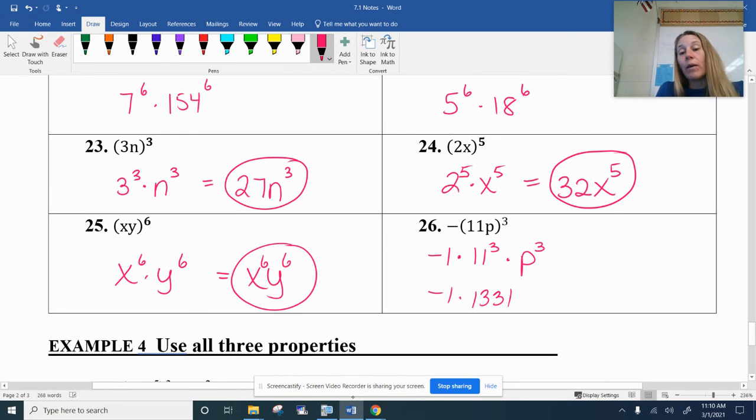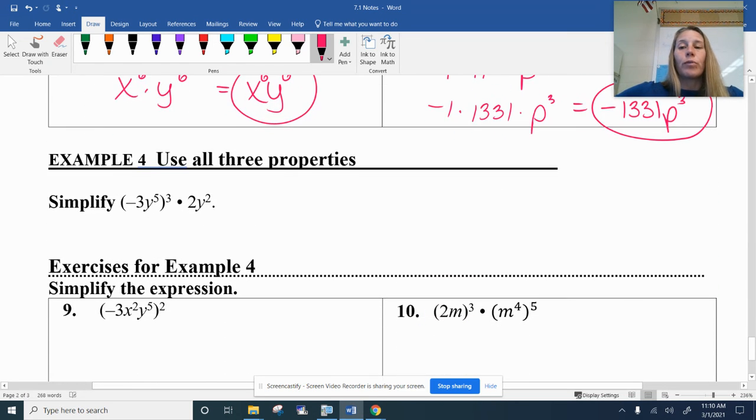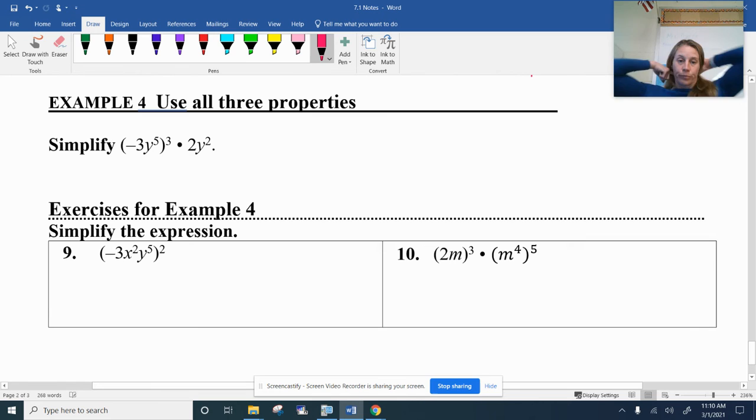So now if I want to, I can multiply my 1331 times the negative, and I can get -1331. But if you had tried to do the negative before you did the power, it may not work out correctly, so you have to be careful with that. All right, and then finally, we're just going to do a few problems where we're using all of these properties in one problem to simplify it.